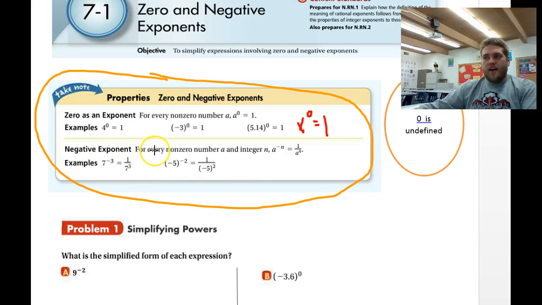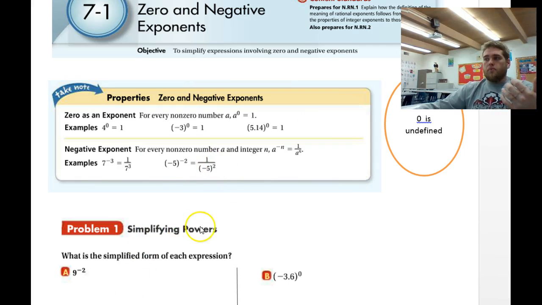Then, for negative exponents, for every non-zero number a, if it's a negative exponent, we move it to the bottom. Okay? You're going to hear me say this about 1,000 times. If it's negative on top, move it to the bottom. So we have 7 to the negative 3. It's negative on top, so I want to move that to the bottom. When I move it to the bottom, I have 1 over 7, and then my 3 becomes positive. On negative 5 to the negative second, it's negative on top, so I want to move it to the bottom. When I move it to the bottom, just the exponent becomes positive.